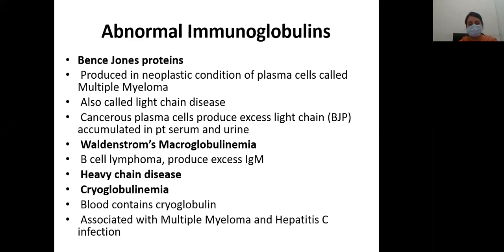The second abnormal immunoglobulin is Waldenstrom's macroglobulinemia. It is a B cell lymphoma, and it produces excess immunoglobulin M. Then there is heavy chain disease and cryoglobulinemia, where the blood contains cryoglobulin, and it is associated with multiple myeloma and hepatitis C infection.